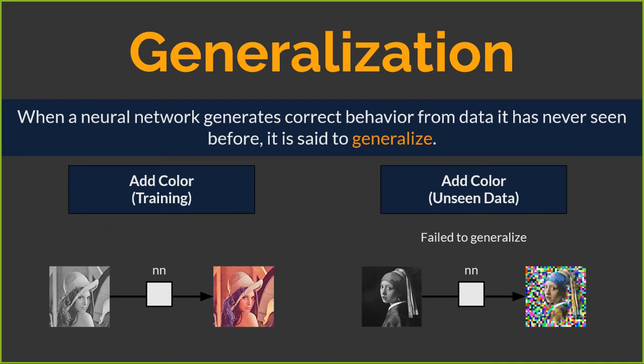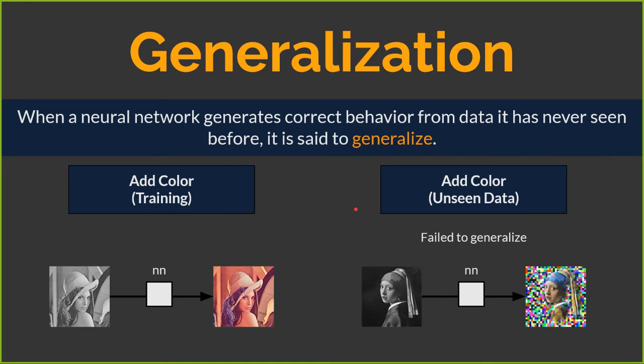Now, this can also work in the opposite direction. Neural networks can fail to generalize, which is what we see happen here, where we were training a neural network to add color to a black and white image. As we saw here, we give it a black and white image as input, it's fed through the neural network, and we get a color image as output. And it's able to train and achieve some high level of accuracy based on that single image.